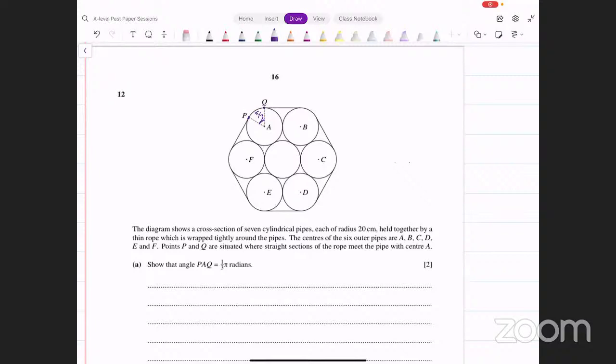PQ is 20. How do we know that? PQ कैसे 20 है? What's the reason for that? If the triangle is equilateral, that's an assumption. That's an assumption that the triangle is equilateral. How do we know that?